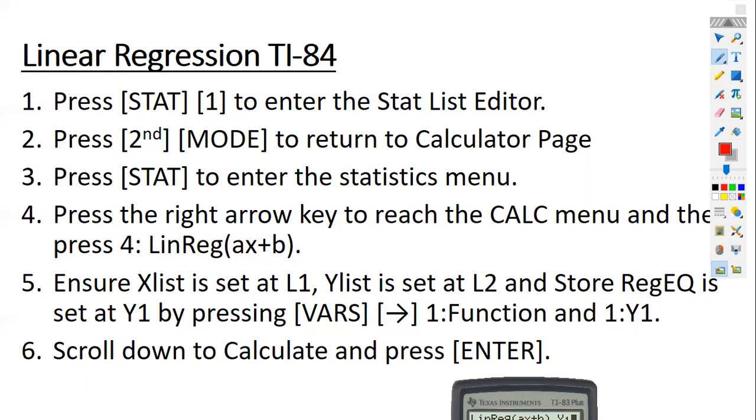Press 4, because one gives you your a, x and b, and the other one does not. And then you're going to make sure you have your L1 in, your L2 in. They're already there. You just check what it says. X list is set at L1, Y list is set to L2. Now you're going to go to store regular equation. Go down. What are you going to do here? You're going to press vars, 1, there vars. Arrow over. 1, 1. Okay, and then scroll down, calculate, and press enter.